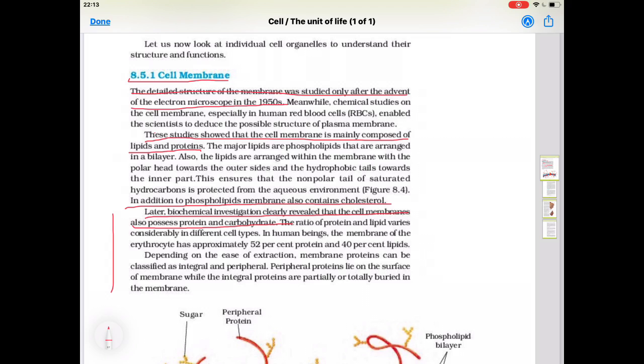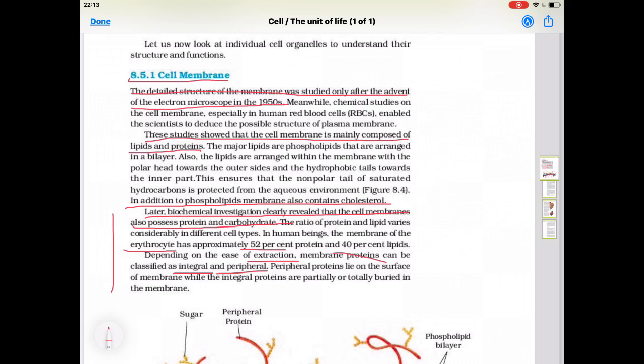The ratio of proteins and lipid varies considerably in different types. In human beings, the membrane of RBC, erythrocyte, has approximately 52% protein and 40% lipids. So in RBC, 52% protein and 40% lipids are present. Depending upon the ease of extraction, how they can be removed, membrane proteins can be classified into two types, that is integral and peripheral.